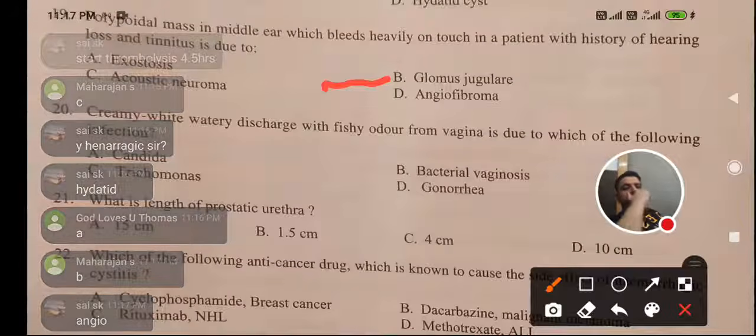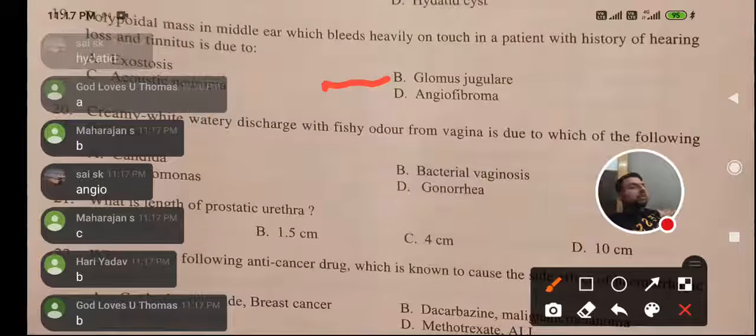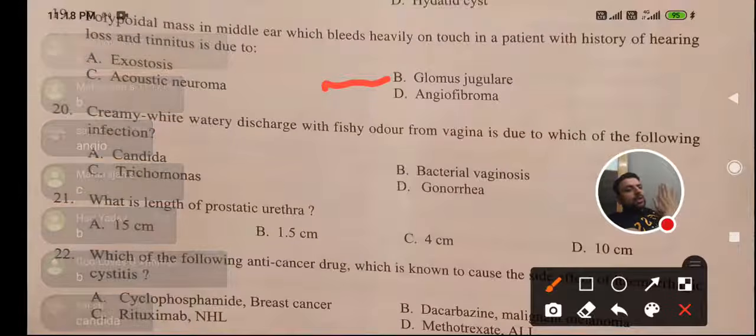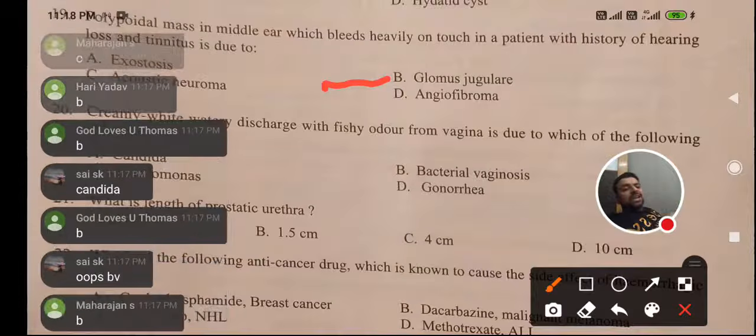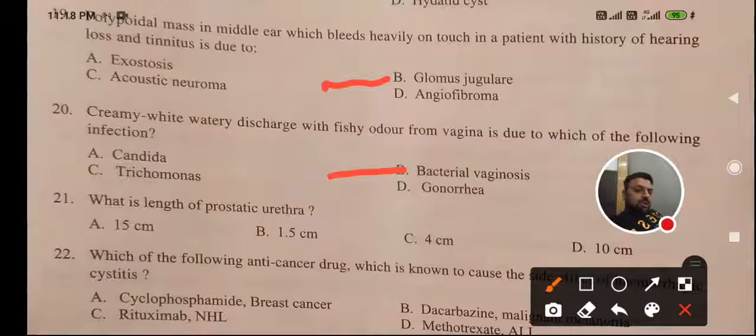Now this question is very easy, the 20th question. Creamy white watery discharge with fishy odor from the vagina. No need to watch the options. If somebody has watched my lecture on vulvovaginitis, they know. Fishy odor is seen in bacterial vaginosis, Gardnerella. This is Gardnerella bacterial vaginosis, not Candida.